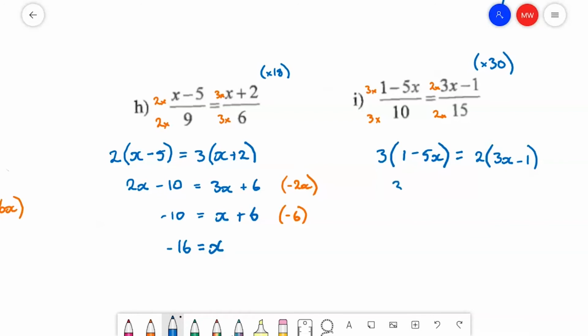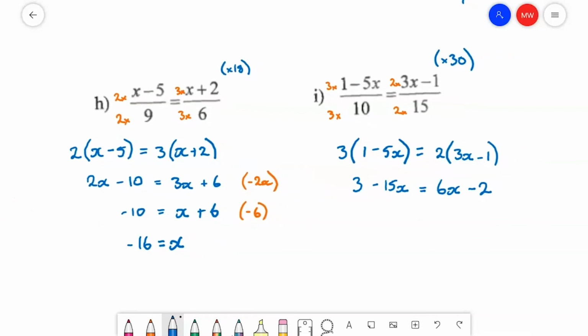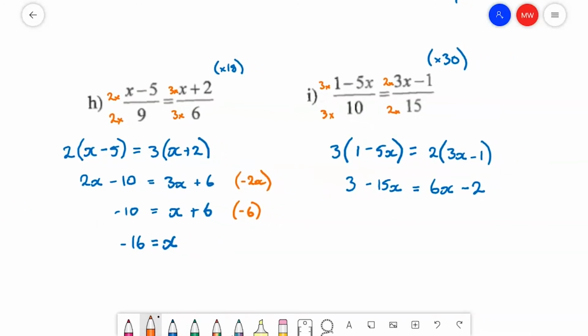3 times 1 is 3. 3 times minus 5x is minus 15x. 2 times 3x is 6x. And 2 times minus 1 is minus 2. Let's shift our x's to the right again to keep everything positive. So we'll add 15x's to both sides. This is the smart choice. We've got 3 left here, and now on this side we've got 21x's. We've still got that minus 2.